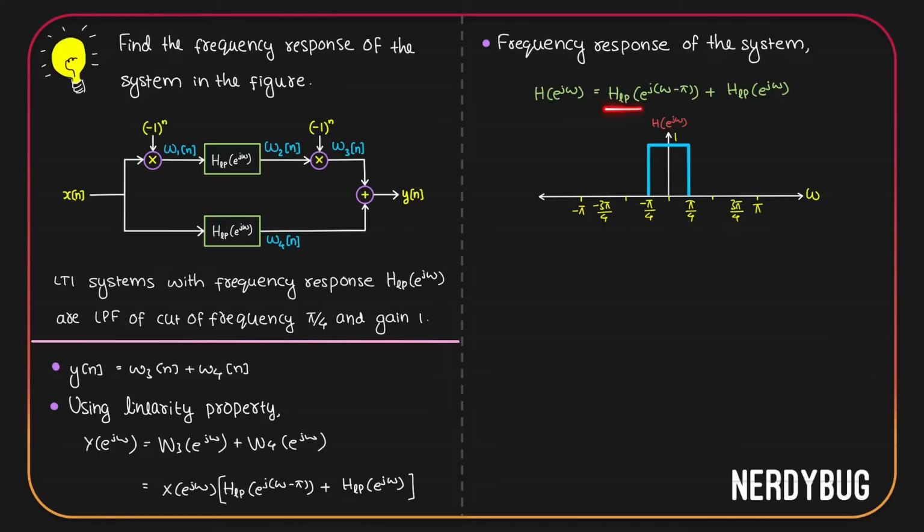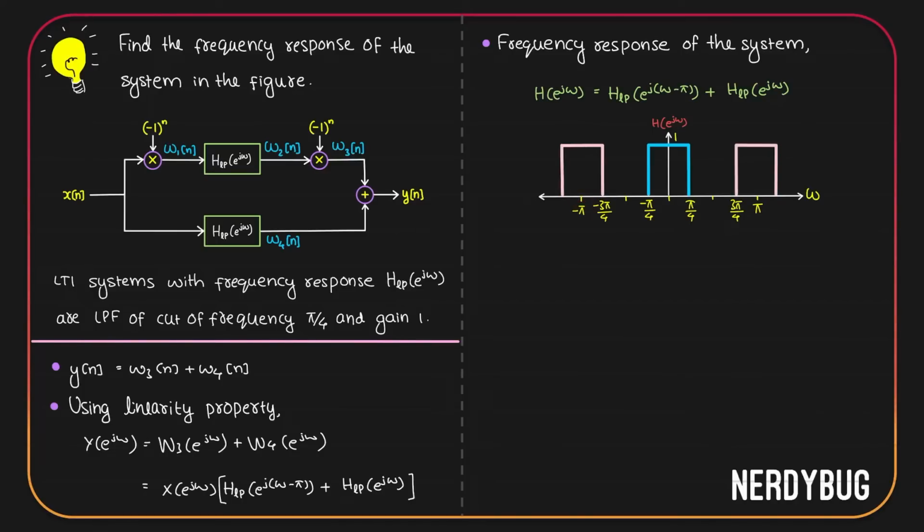Now, here we have HLP of e raised to j omega minus pi. This is only a frequency shifted version of HLP of e raised to j omega. It should be shifted pi units. So this is how it will look like. It is at pi. Again, since this is discrete time Fourier transform, this has to repeat at every multiple of 2 pi. So we will get 1 over here also.